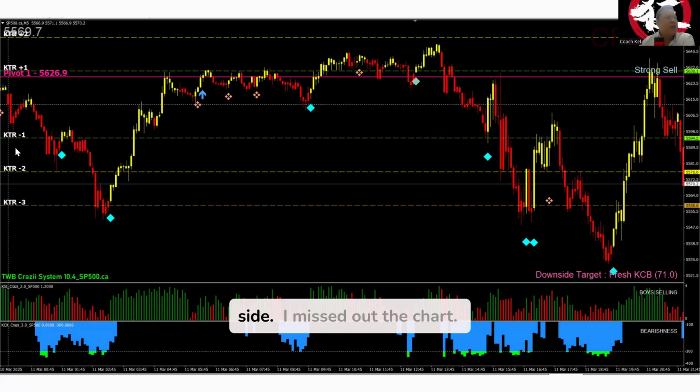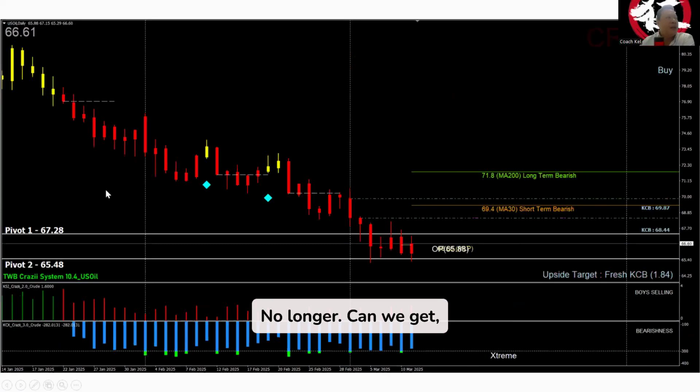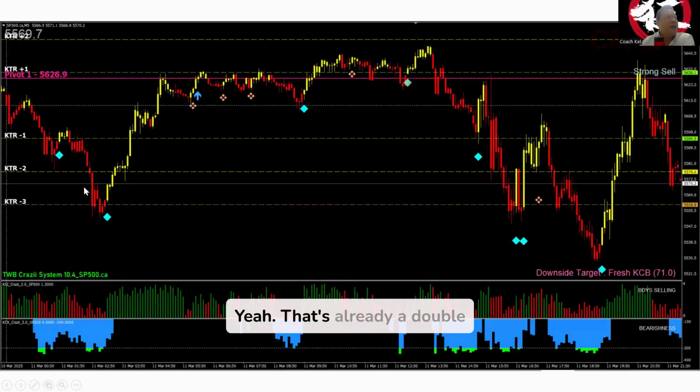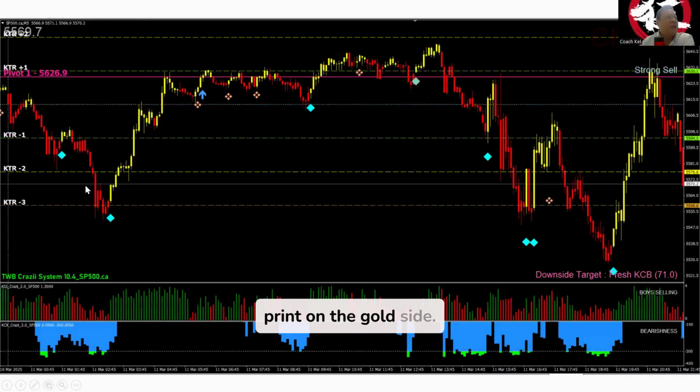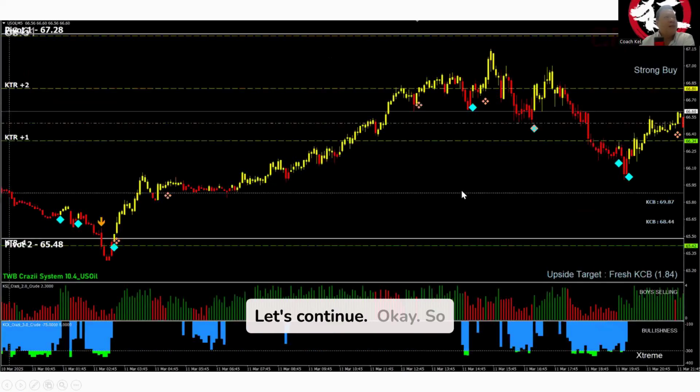Okay, so apologies on the gold side, I missed out that chart. It's gone already, I can no longer get it back. Double print on the gold side. Okay, never mind. Let's continue.